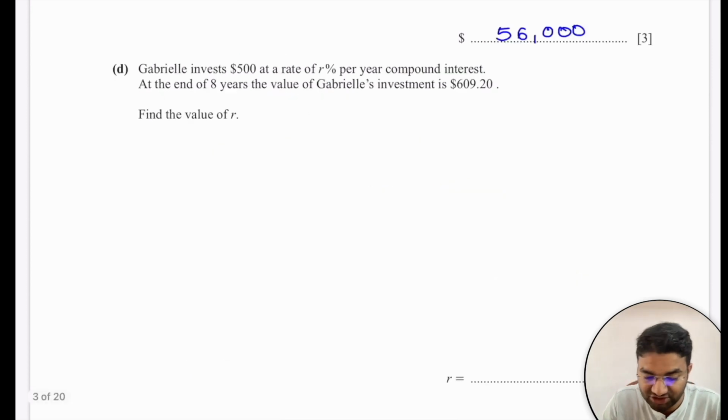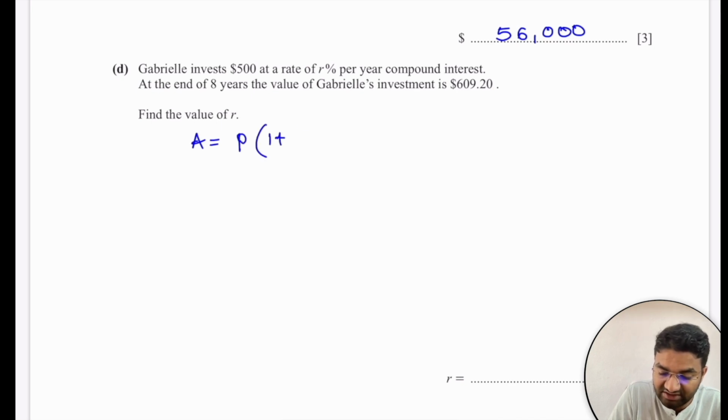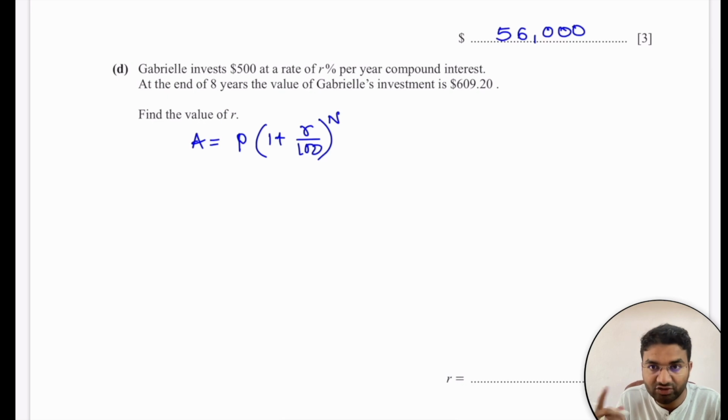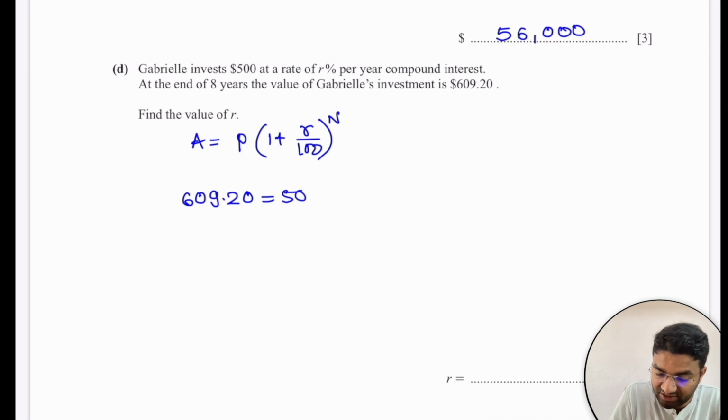Then the last question is Gabrielle invests $500 at a rate of 5% per year compound interest. At the end of 8 years, Gabrielle's investment is 609.20, and we have to calculate the R value. So here compound interest. First of all, the compound interest formula is A is equal to principal times (1 plus R by 100) raised to N. We have to use this in a reverse way. Look at here, A is the amount after 8 years, it will be 609.20 is equal to 500 times (1 plus R over 100) raised to 8.